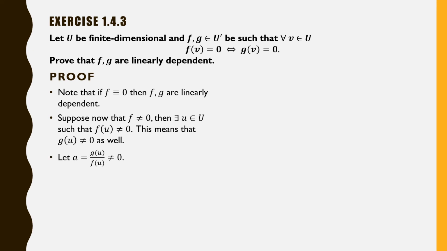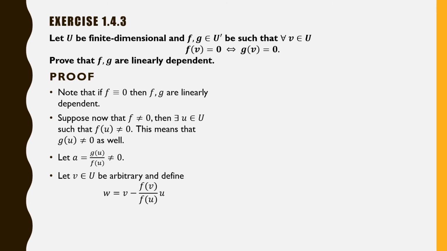We're going to let the value a be equal to the ratio of G of u to F of u. Since both of those values are non-zero, the fraction between them is non-zero. And remember that they're both field elements, so when we say fraction, we really mean division in that field. So G of u divided by F of u is really G of u times the multiplicative inverse of F of u. But we'll write it as G of u over F of u for shorthand.